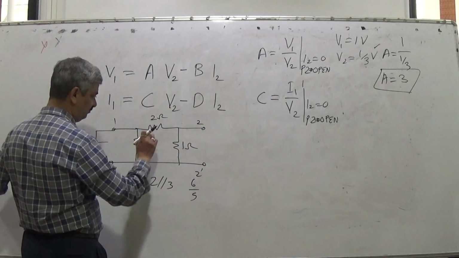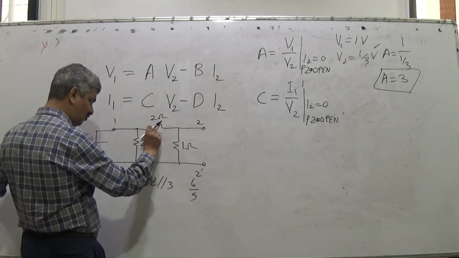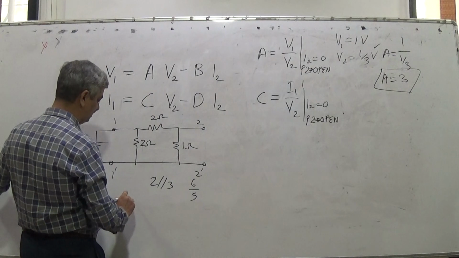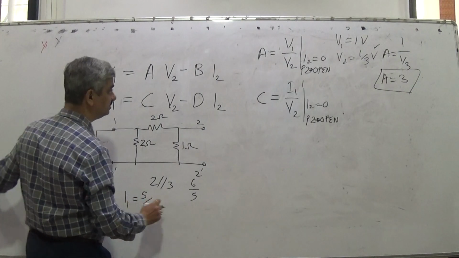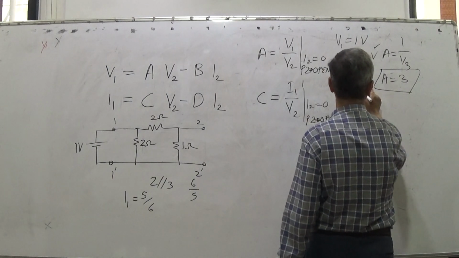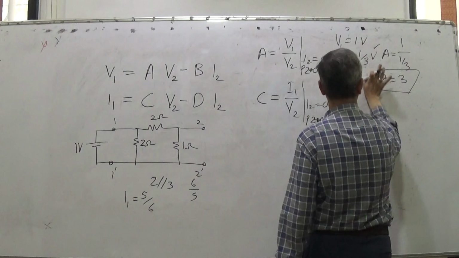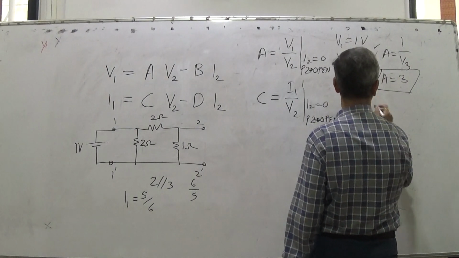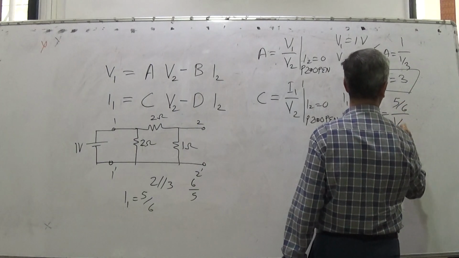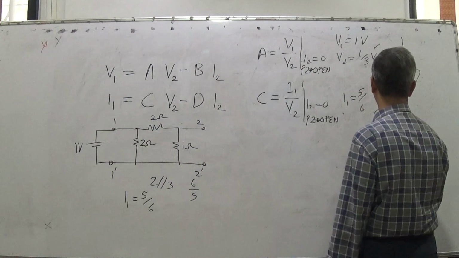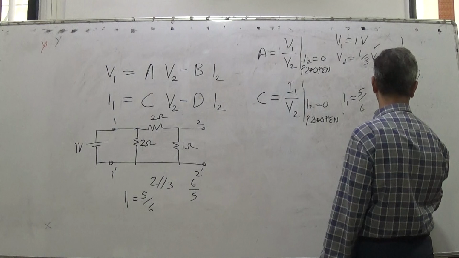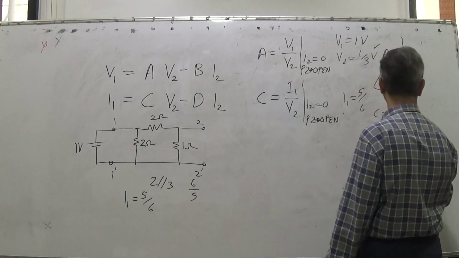So 2 ohm, 1 ohm in series gives 3 ohm, which is in parallel with 2 ohm. So effective is 6 by 5 ohm. V1 is 1. So I1 is equal to 5 by 6. V2 is 1/3. So C is equal to 5 by 6 upon 1 by 3. So C is equal to 5 upon 2, and what is the unit? Moles.